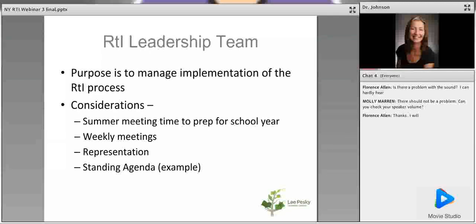Who is going to be represented on this team? Do we need someone from every grade? Do we need our special ed teacher? Do we need our Title teacher if we have that? Who from administration is going to be present? And how does that factor into our scheduling?